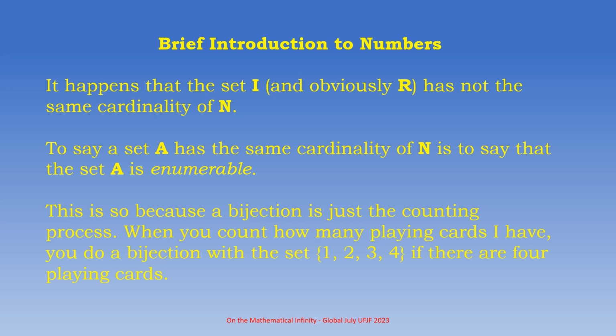But in this example, I used the playing cards, right? So when you count how many playing cards I have, you do a bijection with the set 1, 2, 3, 4, if there are 4 playing cards. And this bijection is between my 4 playing cards and this set, right?